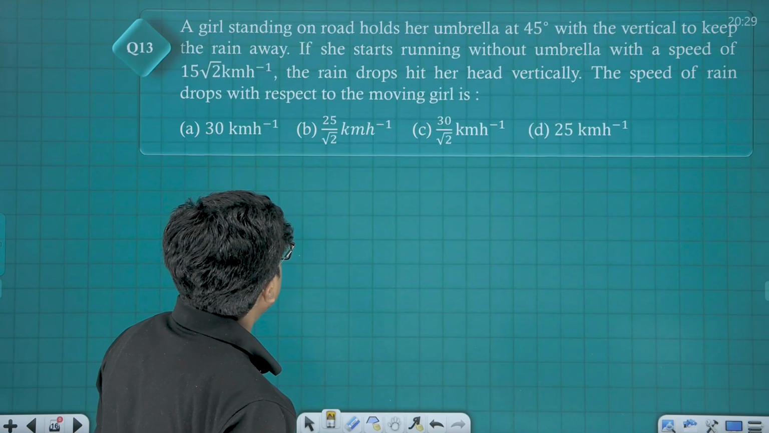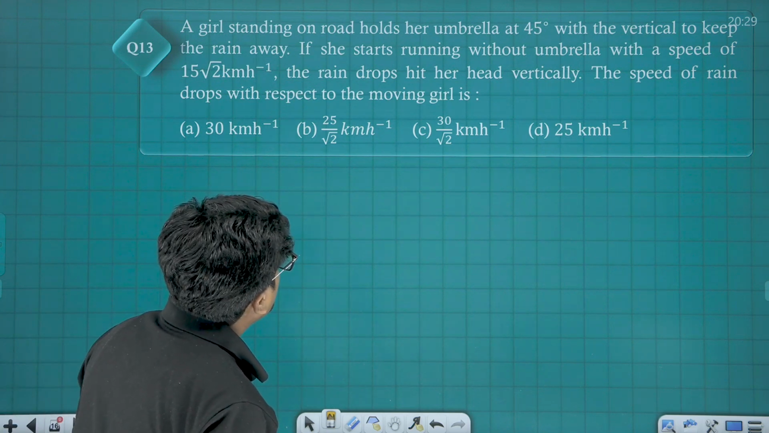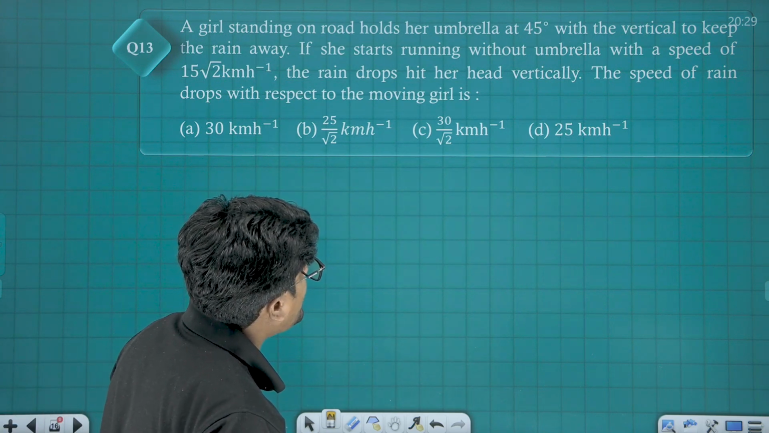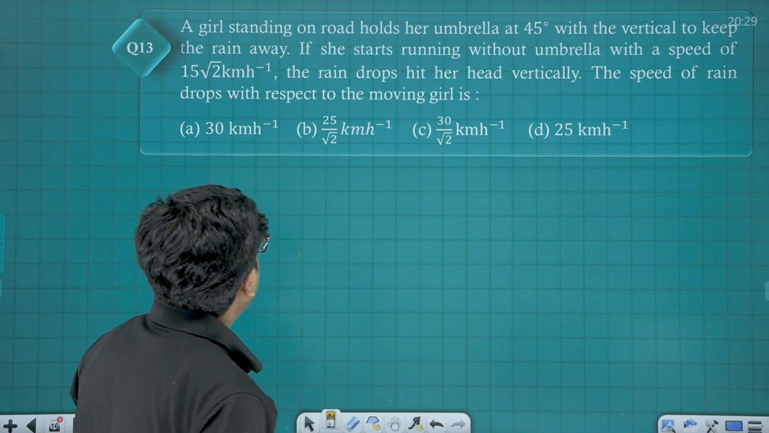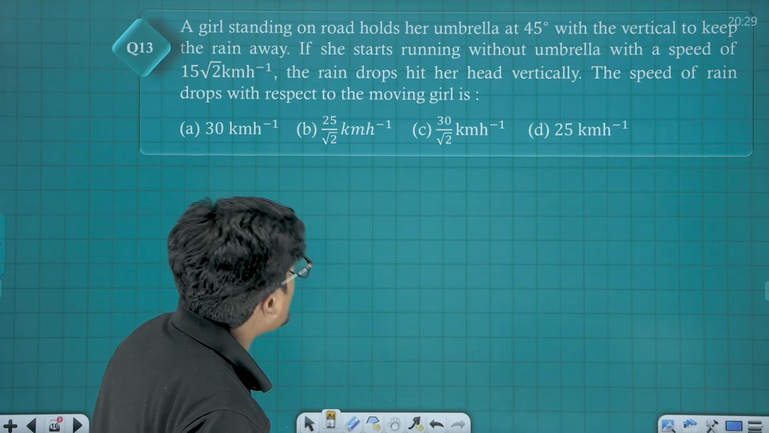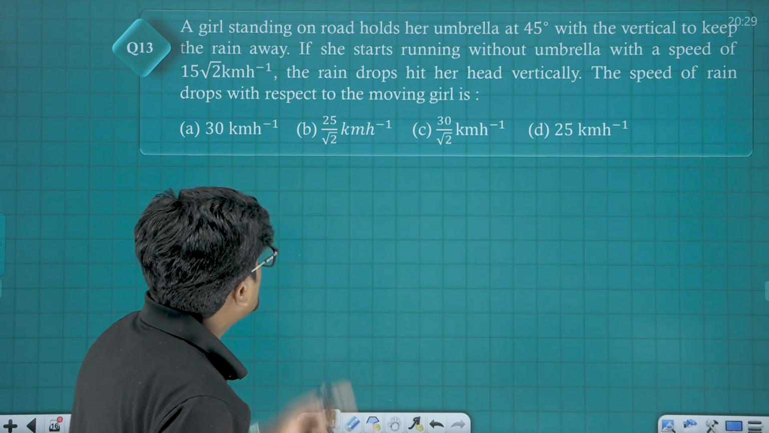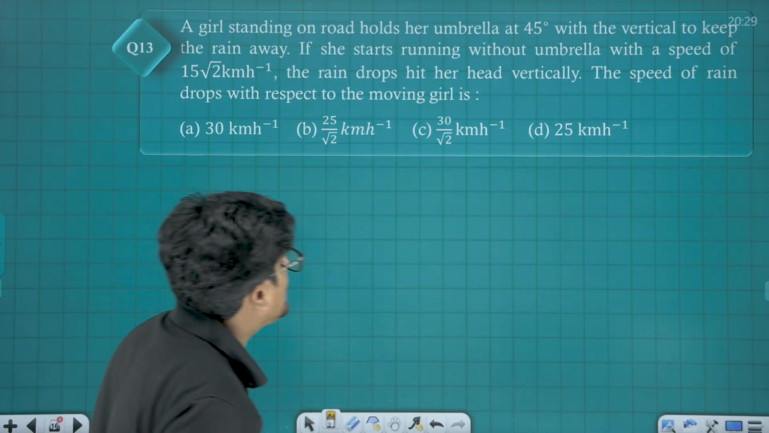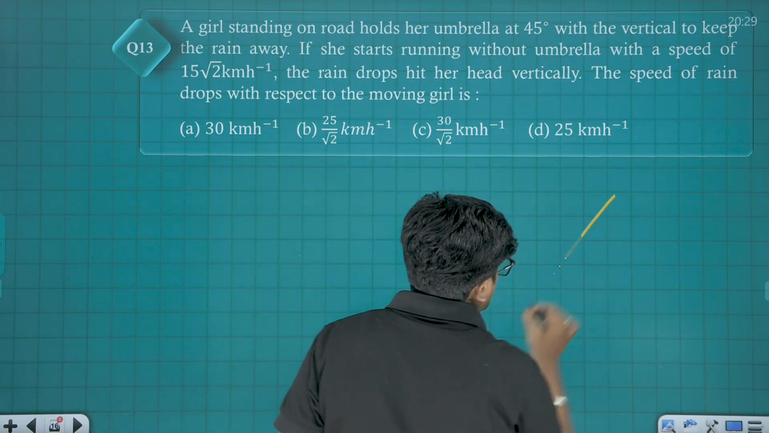Next is question number 13. Question number 13 says, a girl standing on road holds her umbrella at 45° with vertical to keep the rain away. If she starts running without umbrella with a speed of 5√2 km/h, the raindrops hit her head vertically. Then the speed of the raindrop will be. So here this is velocity of rain.